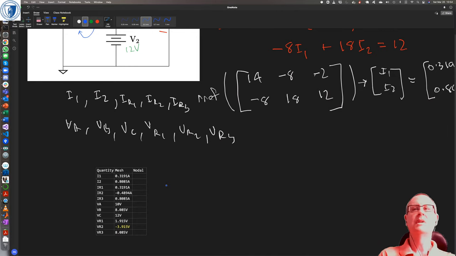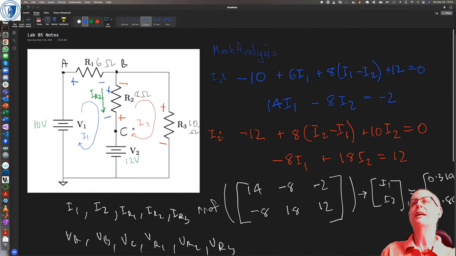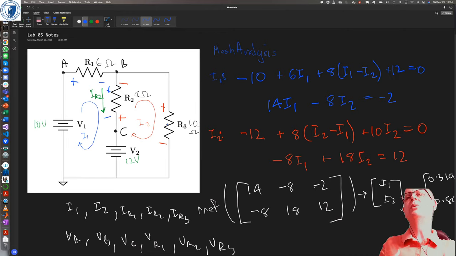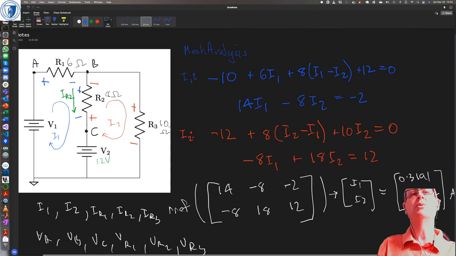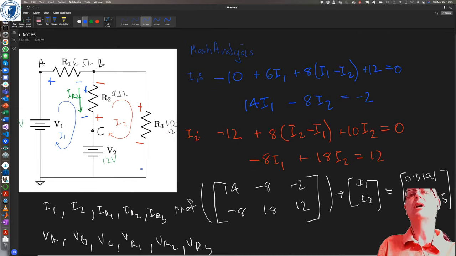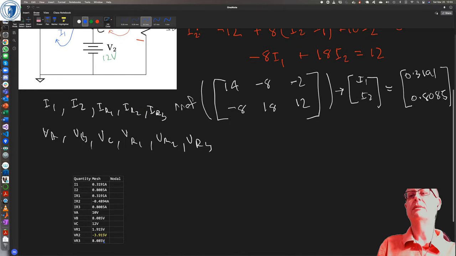How did you find VB again? Got distracted. Sorry, how to get VB again? Yeah, so all I did is, there's two ways to do it. One way would be to look at C plus the voltage across R2, but I decided it would just be easier to do the voltage across R3, right? Because the voltage at B is the same as the voltage across R3. So VR3 is just 10 times I2, which was 0.8085. So the voltage across R3 is just 8.085 volts. That's where I got the VR3. It's the same as VB. Okay?